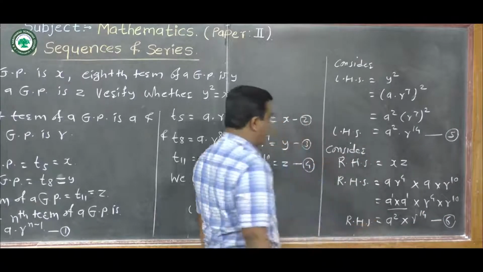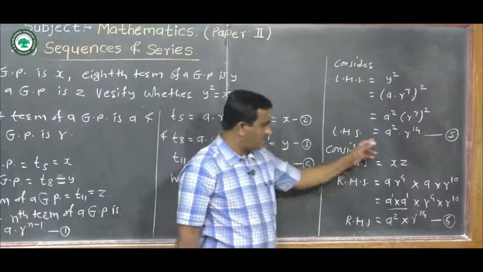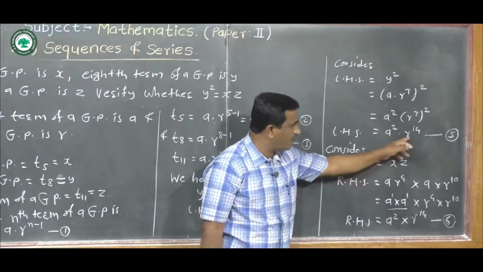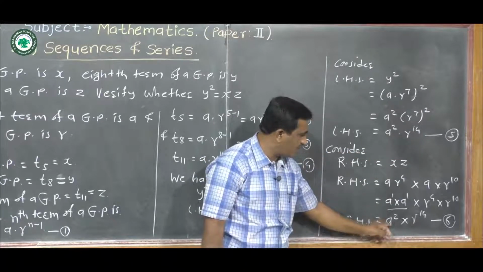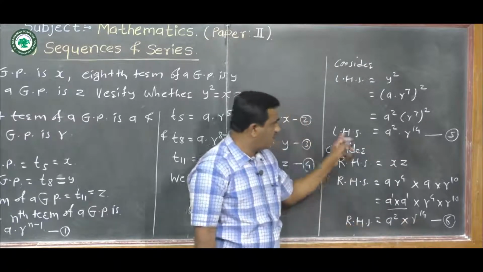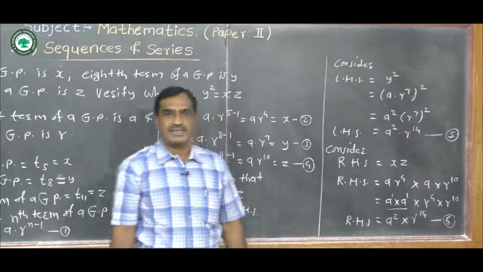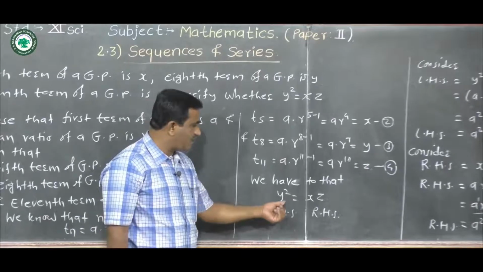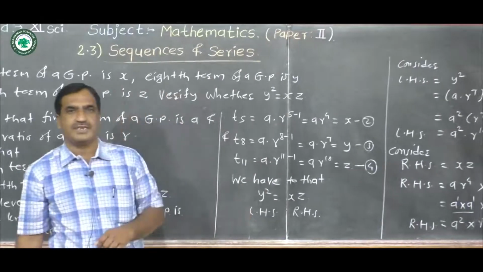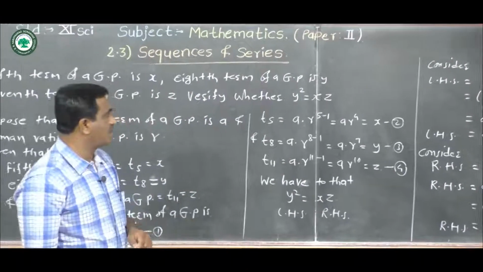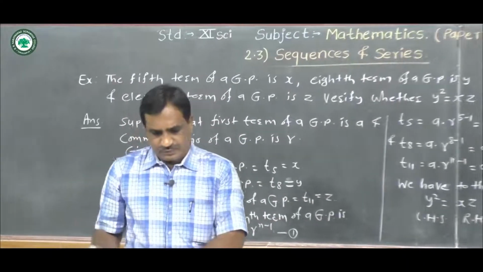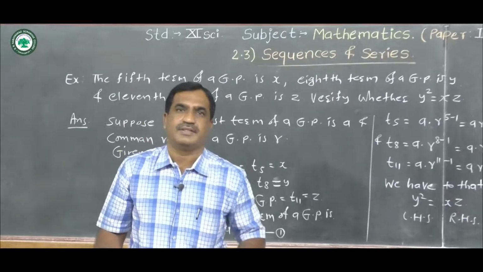Now from equations 5th and 6th, we get A raised to 2 into R raised to 14 on both sides. Therefore LHS equals RHS. That is, we have verified that y square is equal to x into z. Okay. Now this is the answer for this example. Okay. Now we stop here. Thank you.